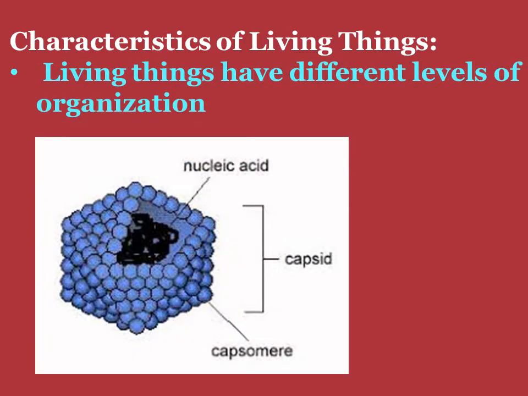Living things have different levels of organization. Smaller building blocks come together to make a larger product. Viruses certainly do this. They have genes made from nucleic acids and a capsid made of smaller subunits called capsomeres. In this case, the verdict is pass.